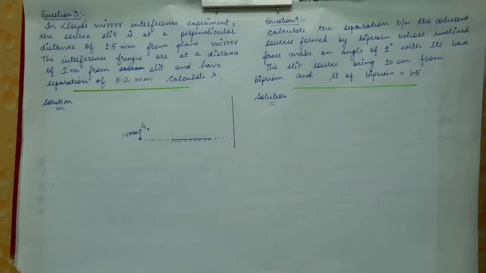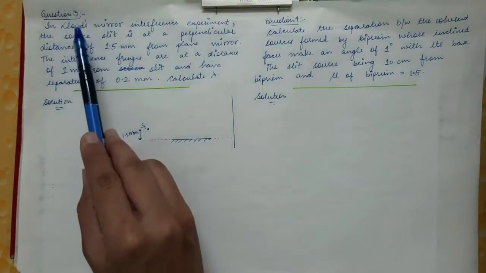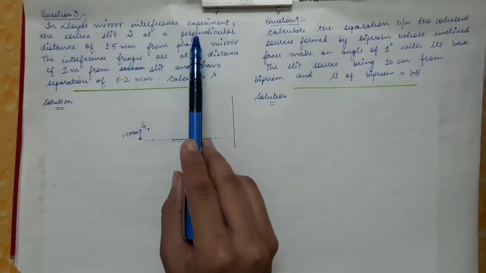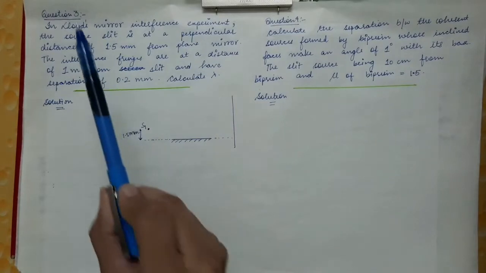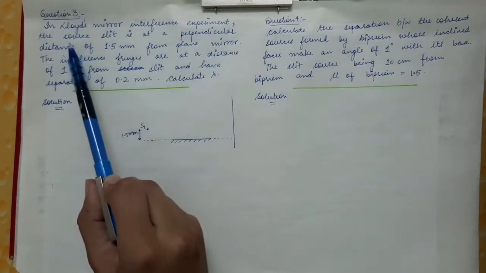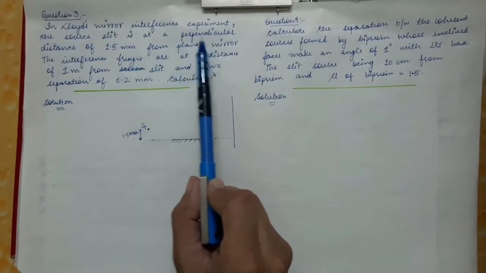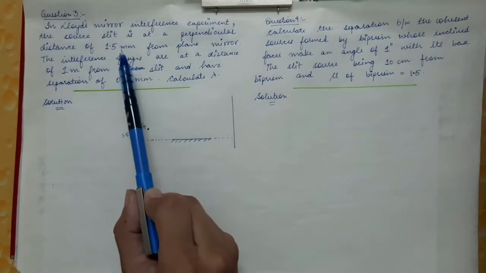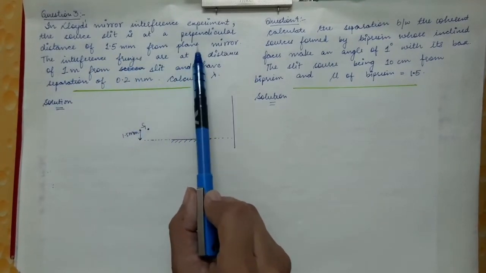In the previous lecture, we had started discussing the numericals of Unit 1. So we had covered the numericals on the Young's double slit experiment. Now the next numerical is on the Lloyd's single mirror experiment. So we are given that in Lloyd's single mirror experiment, the source slit is at a perpendicular distance of 1.5 millimeter from the plane mirror.